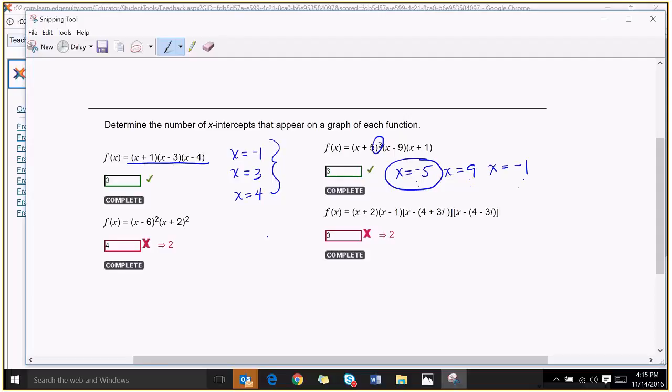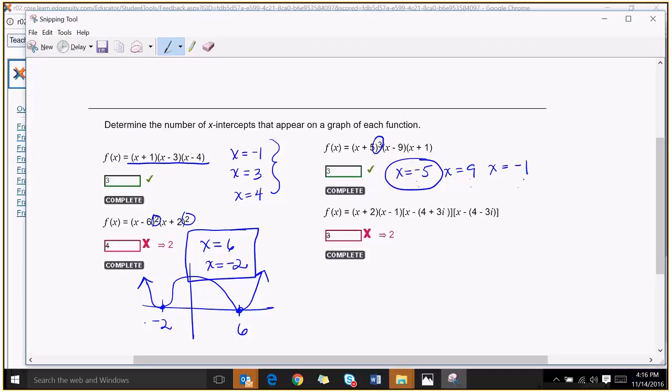Okay. So on this problem here, I get x equals 6 and x equals -2. Now, even though each of them have a multiplicity of 2, all the multiplicity of 2 means is that at -2, the graph kisses the axis. It makes it look like a parabola there. And then over at 6, it kisses the axis again. So this graph would look something like this if you were to sketch it. But there are only 2 x-intercepts. So it only touched the axis twice.